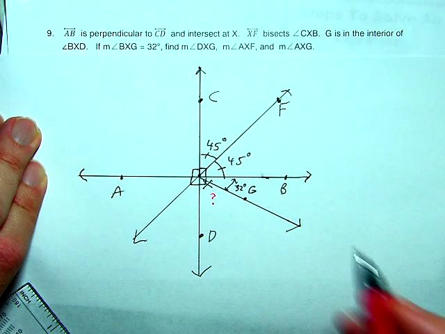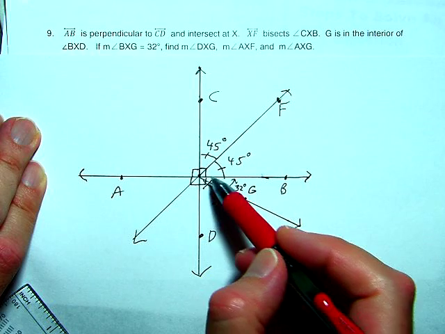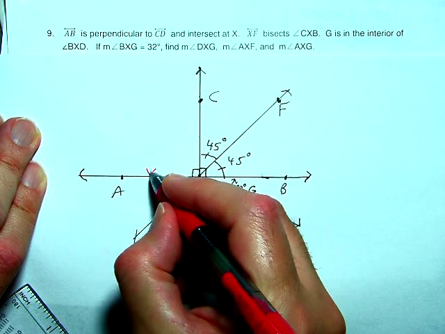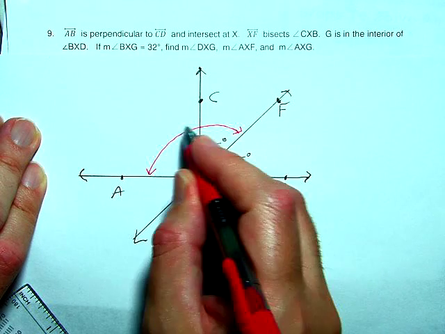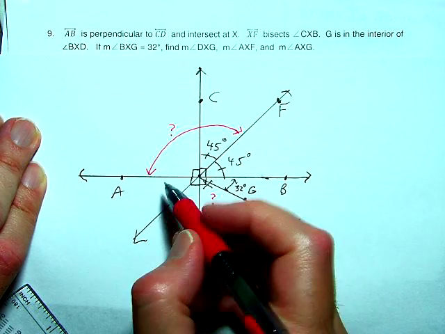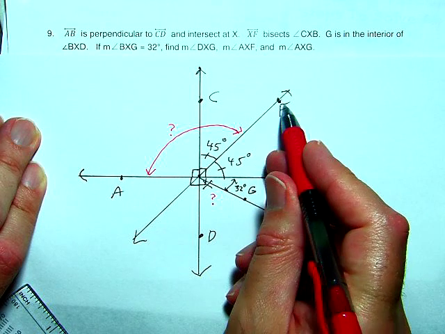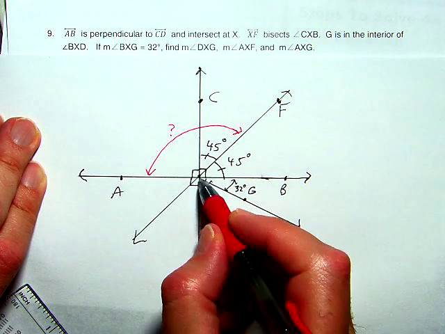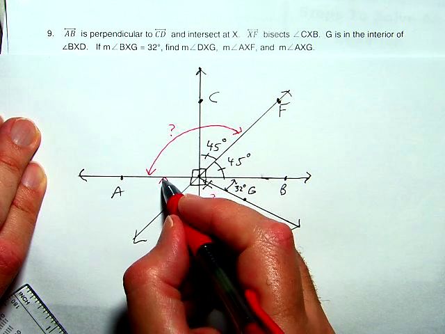Okay. We need to also know angle AXF. That is this angle we need to know. Okay, this whole angle, AXF. And finally, we need to know angle AXG, which is this whole angle.